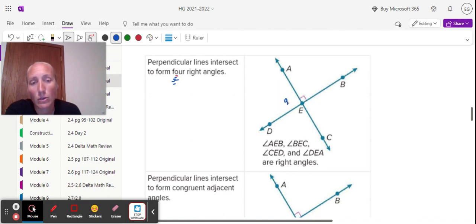So there is a right angle over here, which is 90. There's one over here, and there's one down here, as well as the one that is marked. So there are 4 90-degree angles in this case, and it lists all 4 of those right here.